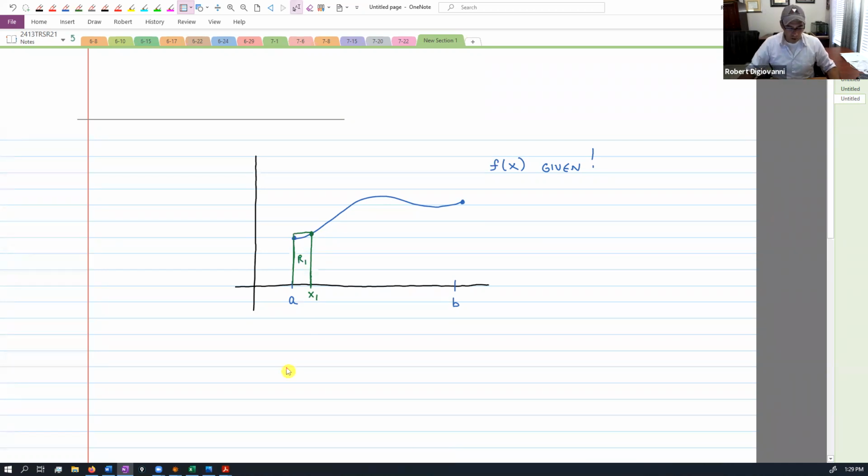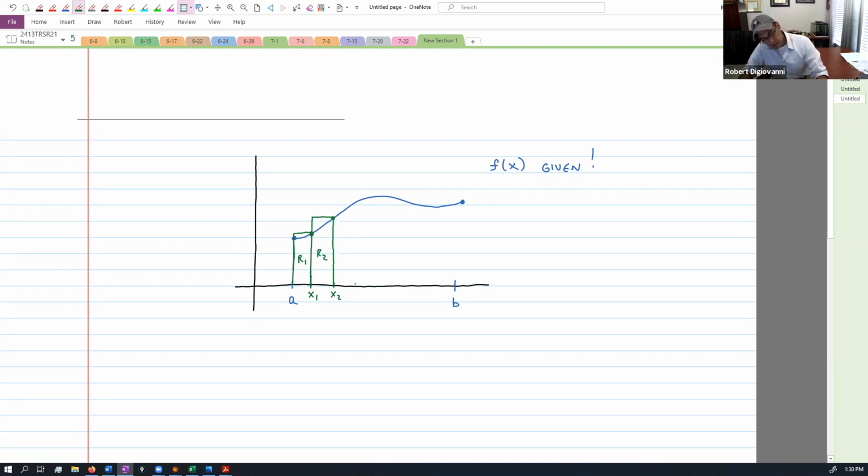So I'm taking x1, plugging it into the function, figuring out how tall that is, and then making a rectangle out of this, and that's R1. Now I'm gonna do it again. I'm gonna move over by the same amount to another point, x2. I'm gonna go up to the function and then go over and down, and that'll be rectangle 2.